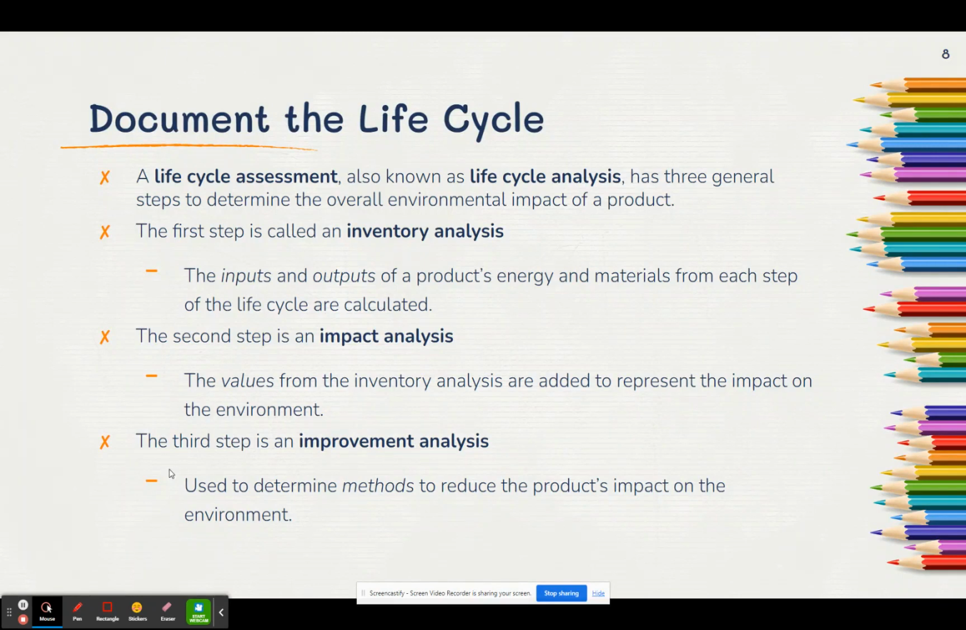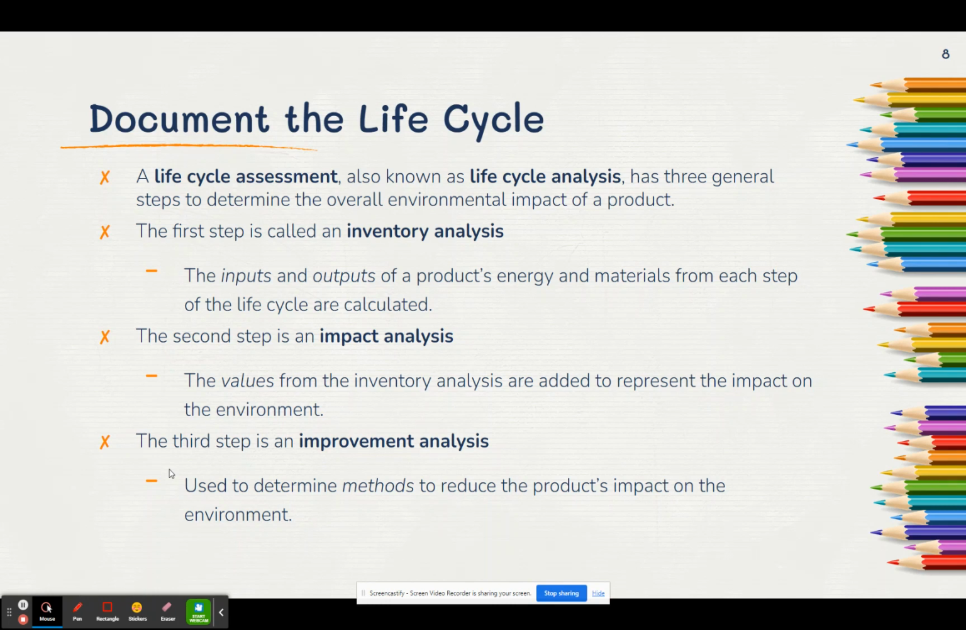So all of this leads us to documenting the life cycle of a product, which comes back to that life cycle assessment. Again, it can also be called a life cycle analysis and it has 3 general steps that determine the overall environmental impact of a product. The first step is called an inventory analysis. When we do an inventory analysis, we look at the inputs and the outputs of a product's energy and materials from each step of the life cycle and then we calculate them.